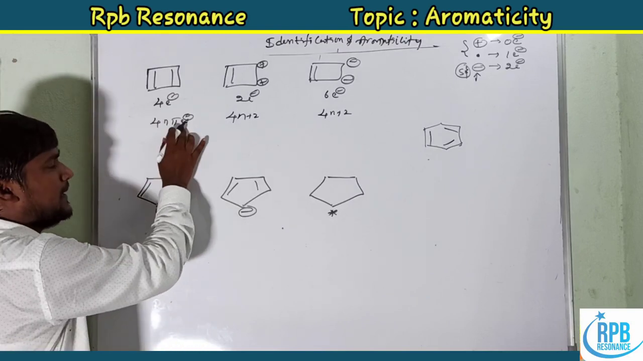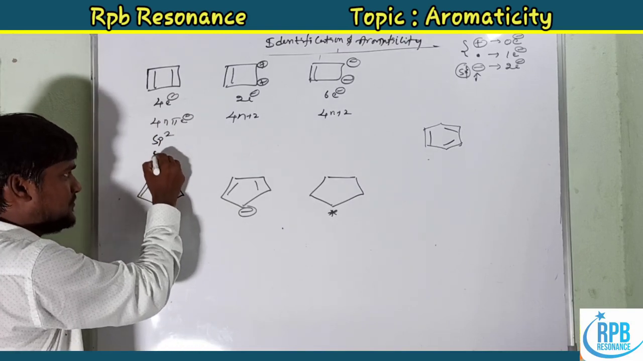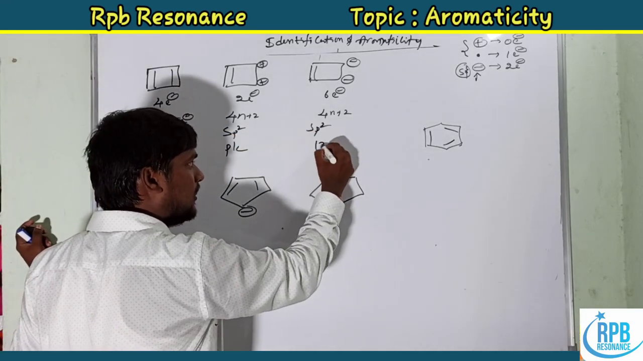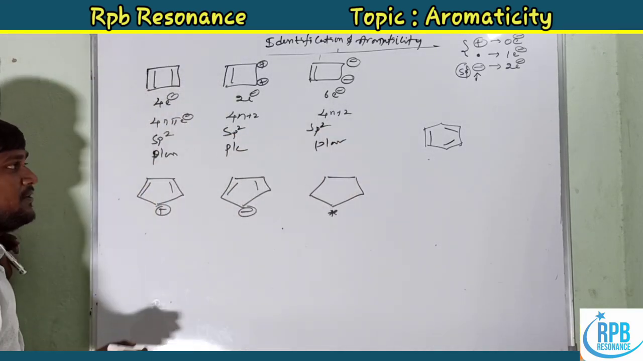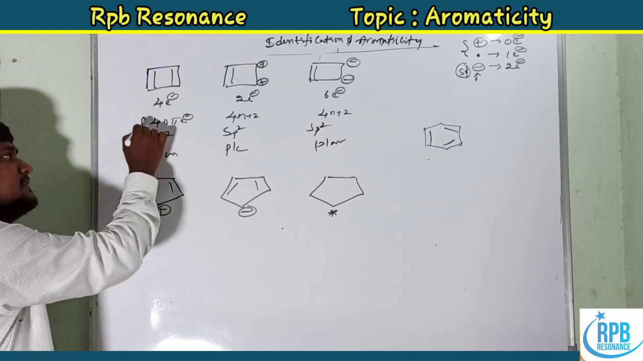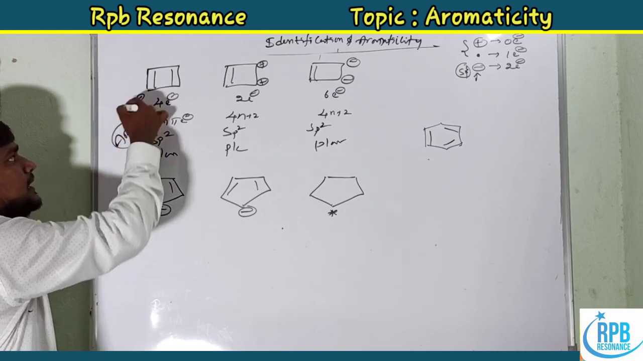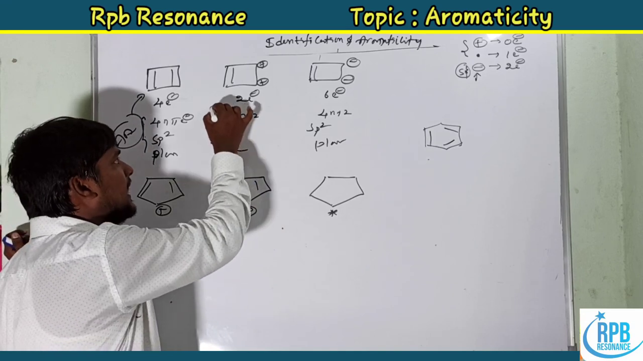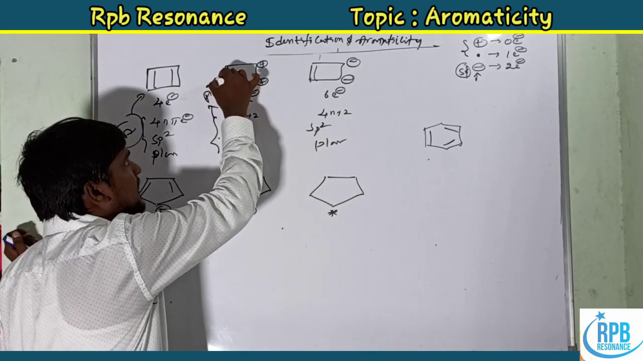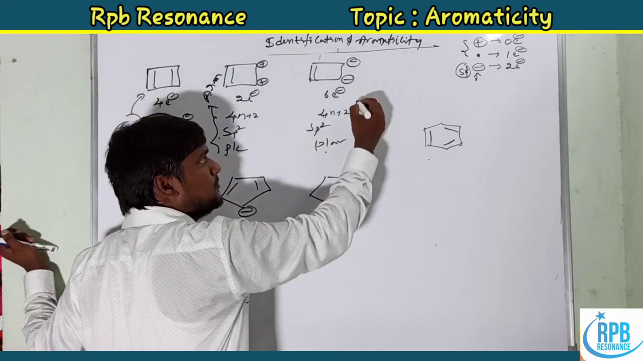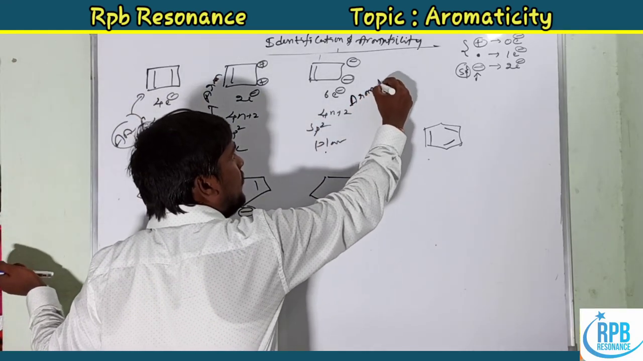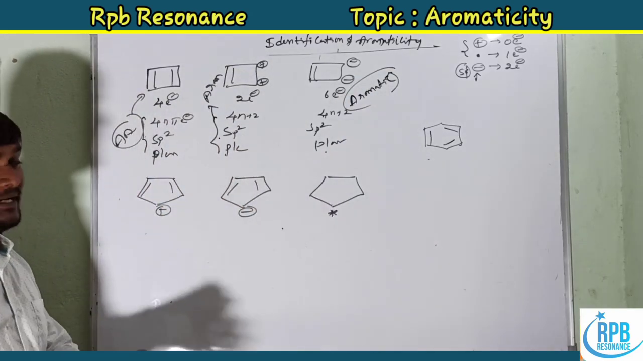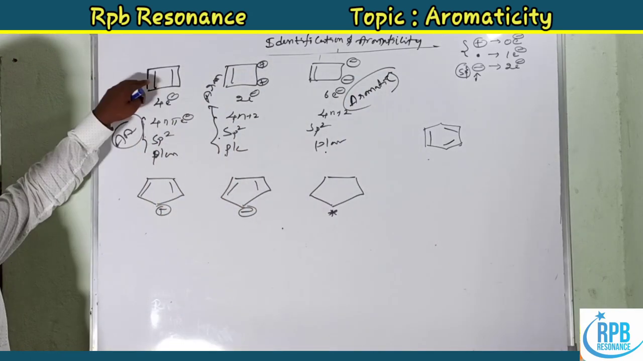4n pi electrons, sp2 planar, all are planar. All the rules are the same. Now sp2 planar with 4n, this is an anti-aromatic system. 4n plus 2 sp2 planar, this is an aromatic system. Here also 4n plus 2 sp2 planar, this is aromatic. So in case of a 4-membered ring with dication or dianion, it is aromatic, but 4-membered 1,3-butadiene is an anti-aromatic.